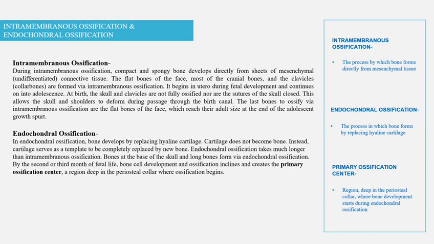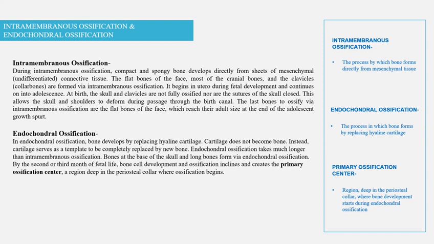Intramembranous ossification. During intramembranous ossification, compact and spongy bone develops directly from sheets of mesenchymal, or undifferentiated, connective tissue. The flat bones of the face, most of the cranial bones, and the clavicles, or collarbones, are formed via intramembranous ossification. It begins in utero during fetal development and continues on into adolescence.